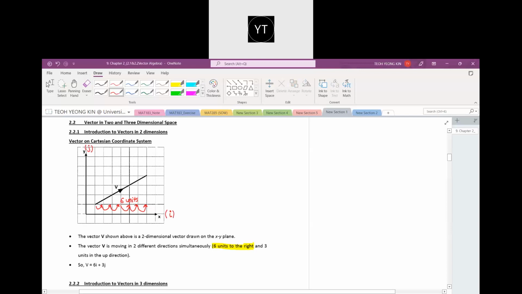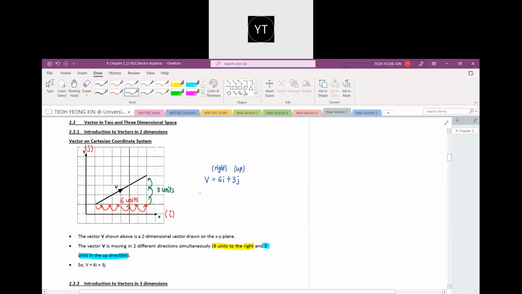So 6 units to the right. And here is 3 units in the up direction. Kemudian, dia bergerak ke atas sebanyak 3 unit. Bergerak ke kanan 6 unit, move to the right for 6 units, and move in the up direction for 3 units. So the vector V ni, we can write as 6I plus 3J. This is moving to the right and up.